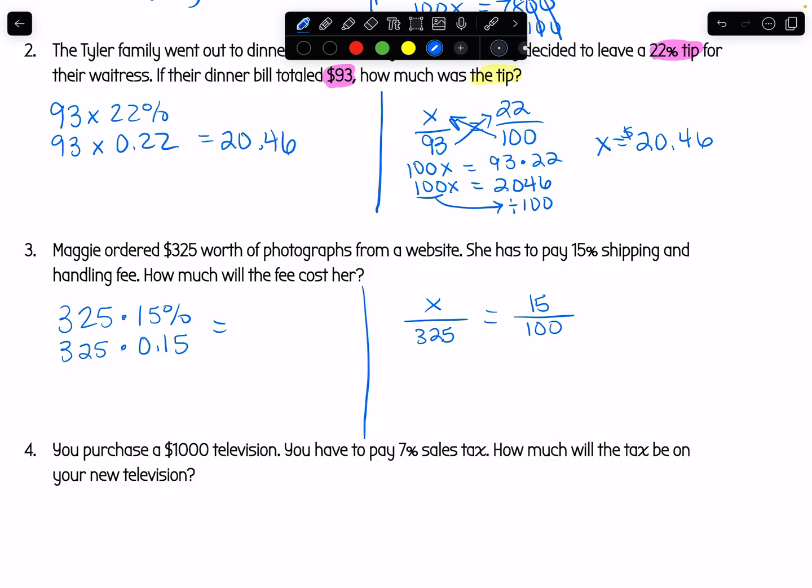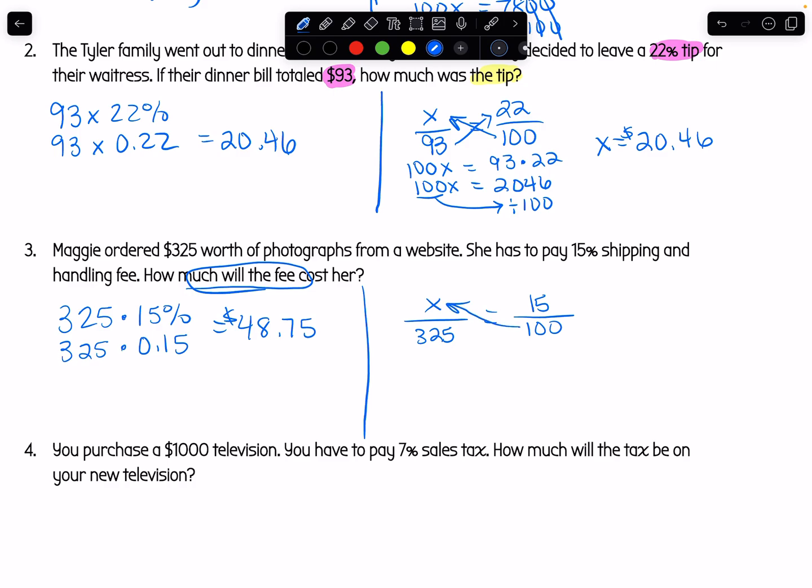Either way, your handy dandy calculator that you're going to use during a test would be 325 times 15%, and you get $48.75. Making sure that I answered the question, how much will the fee cost? It's only asking the fee, so I am done.